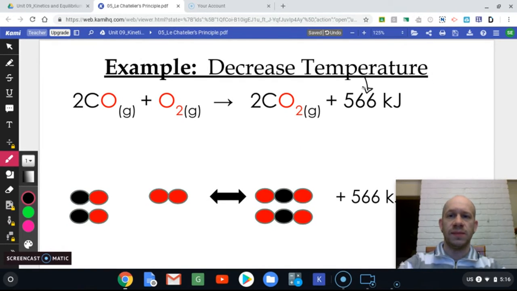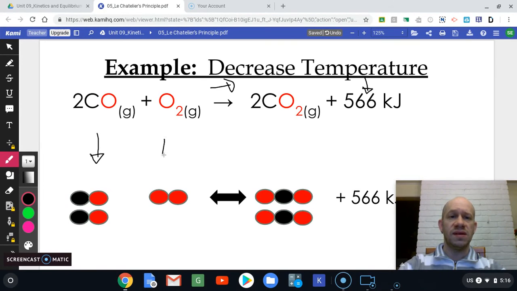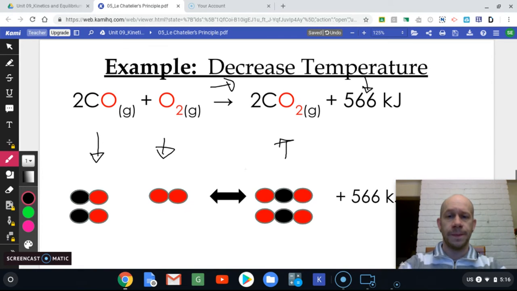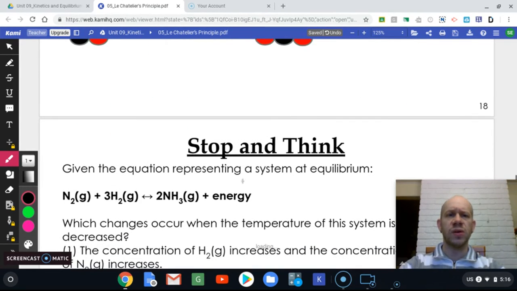If I decrease the temperature, so I'm taking it away, I will shift towards it. So I'm going to decrease my temperature, which means I'm looking at my energy. So I'll shift towards my energy, which means these will decrease, as I shift away, and this will increase as I shift towards it. So stop and think.